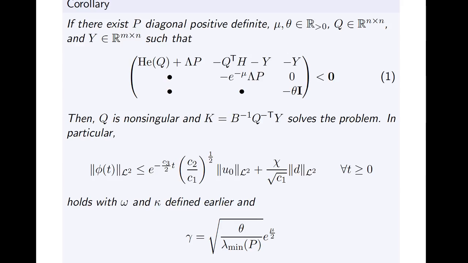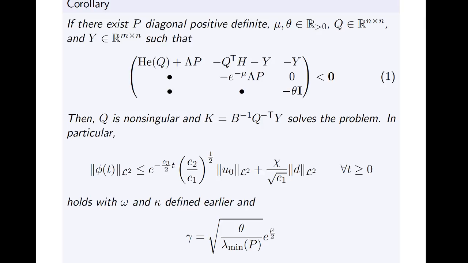So if you put this assumption, then we recast our nonlinear matrix inequality into this form, which, besides the mu, is linear. So now, up to mu, we get a linear matrix inequality. If this linear matrix inequality is satisfied, then this is the way you get your feedback K. Again, this needs to be verified: B has to be square and non-singular. Otherwise, you're in trouble. And this is the way the bounds on the solution turn out. So omega and kappa are defined as before, and gamma is defined this way. It depends on theta, on the lambda min of P, and on mu.